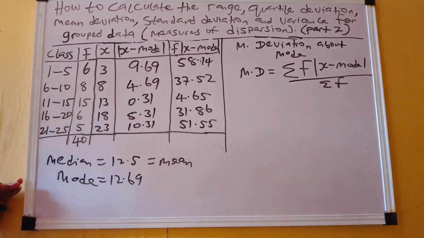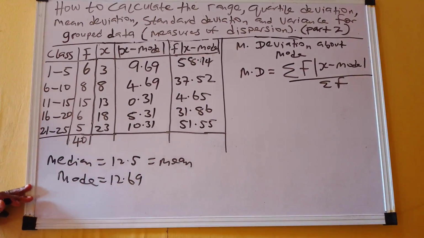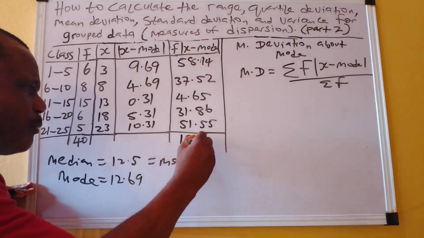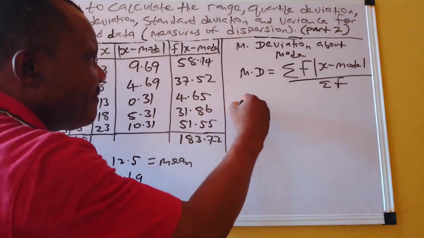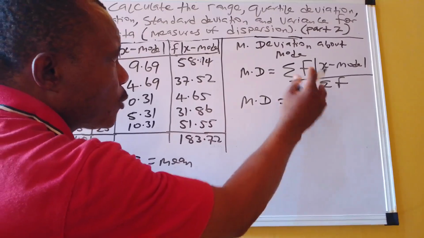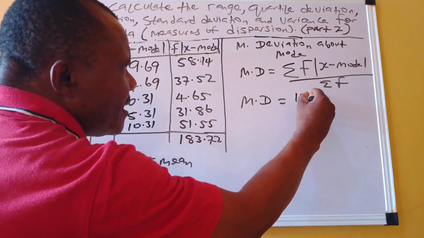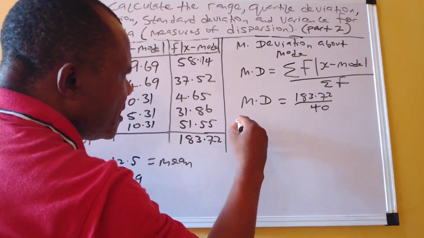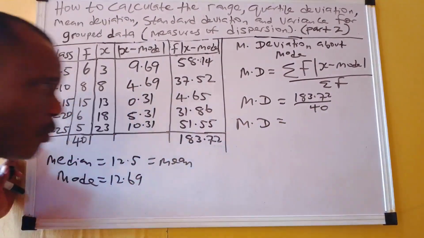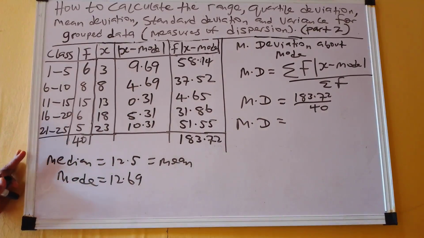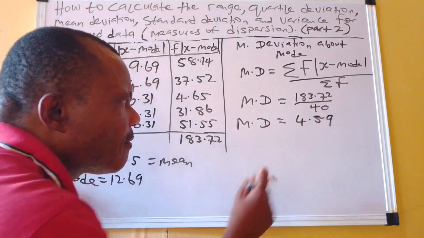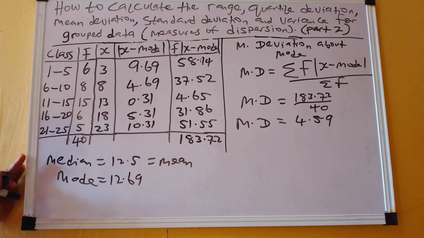Now when you add them up, you are going to have 183.72. So our mean deviation about the mode will be 183.72 all over 40. 183.72 divided by 40 is 4.59. Do you see that?